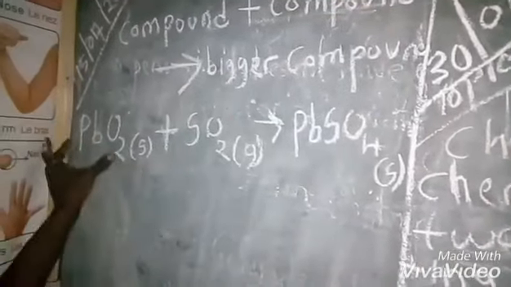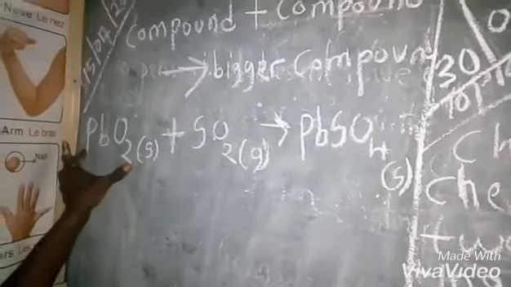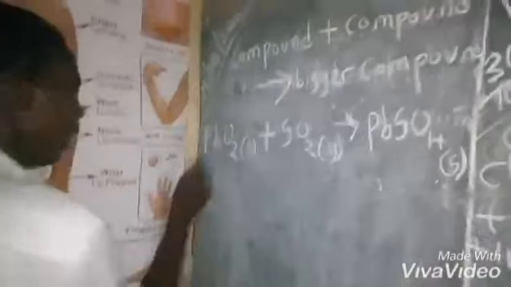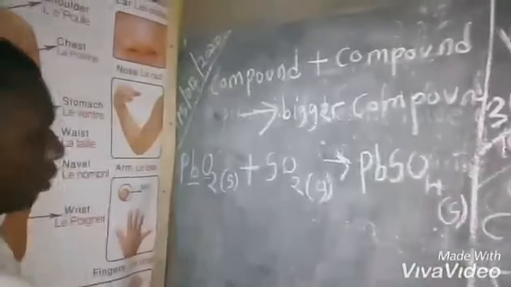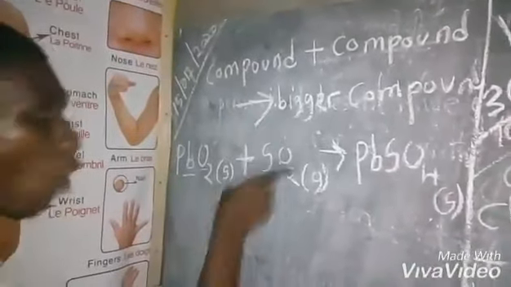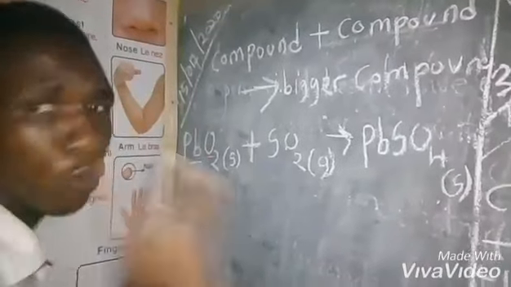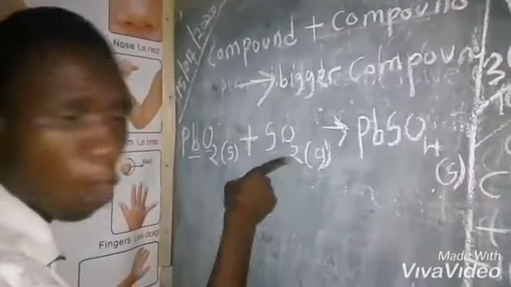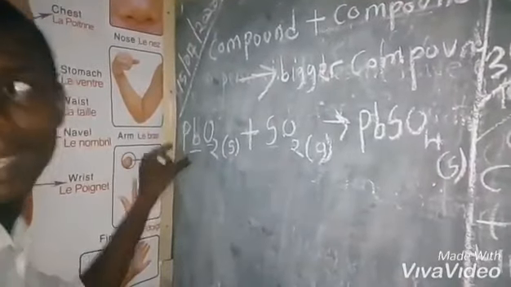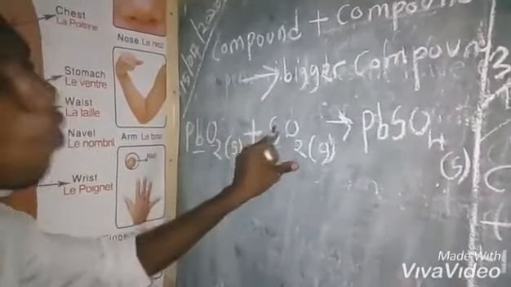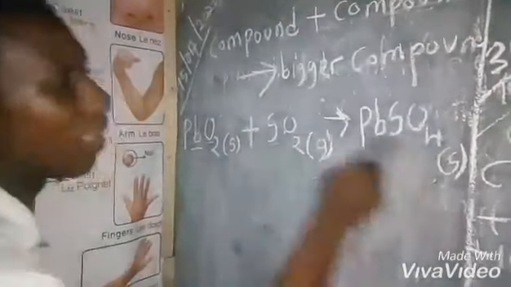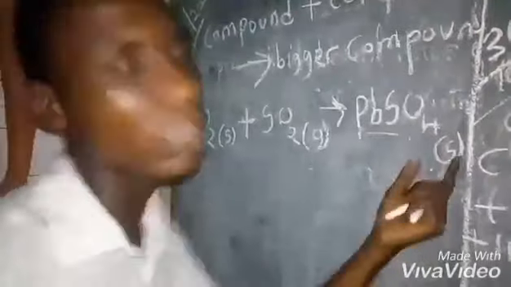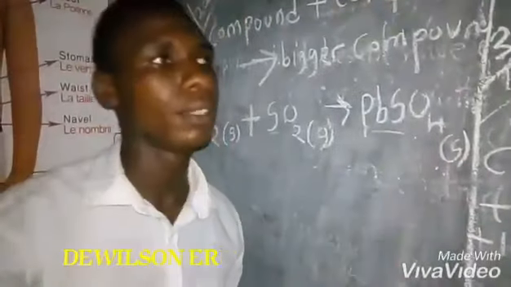Like for instance, we have lead 2 oxide, and lead 2 oxide here is a compound that is a combination of two elements, the lead and the oxygen, reacting with sulfur 4 oxide, which is also a combination of two elements. You know, we have sulfur, we also have oxygen. That makes it a compound. Now, the reaction between lead oxide and sulfur 4 oxide will give the product lead tetraoxosulfate 6 in solid state.